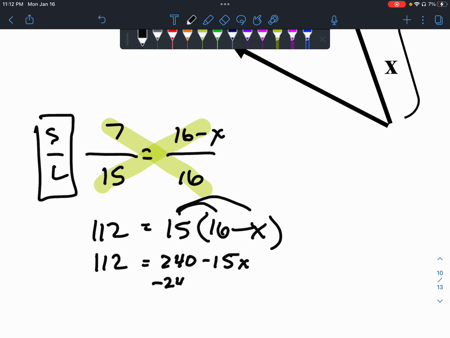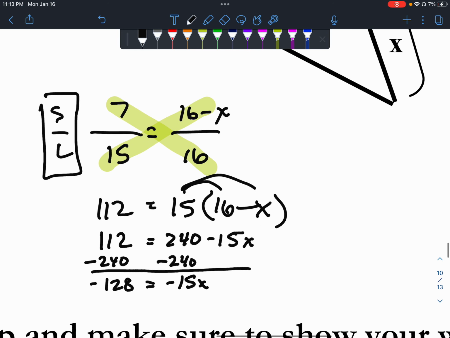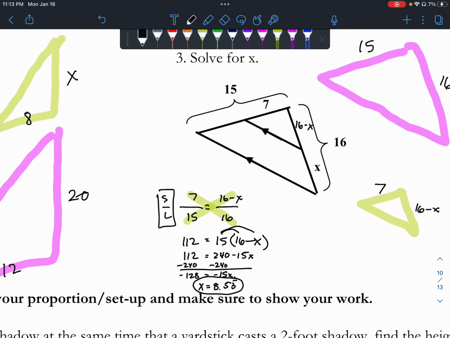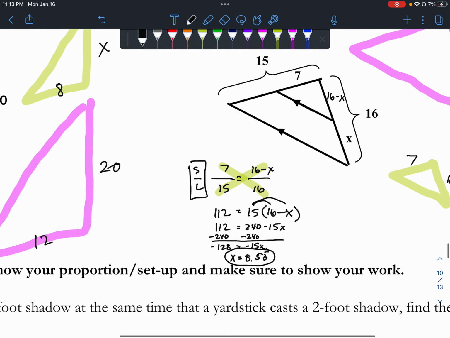I'm going to subtract 240, subtract 240. I should get negative 128 equals negative 15x. And again, if you divide these, you're not going to get a perfect number out of this. This is actually a not so fun number of 8.53 repeated, but that's the answer that we end up with as we jump through there. So again, they're just asking us to solve for x, and we got that.